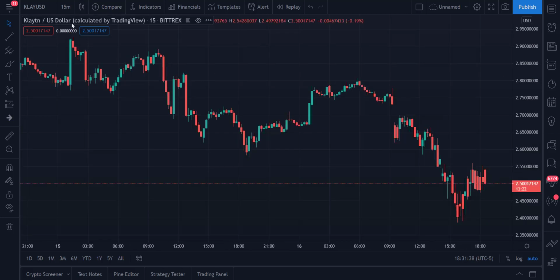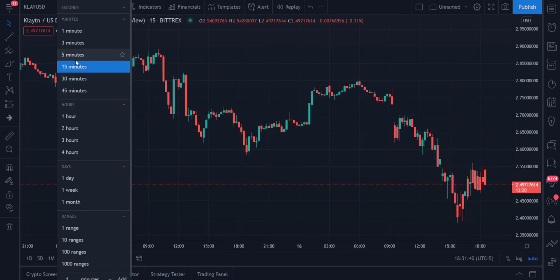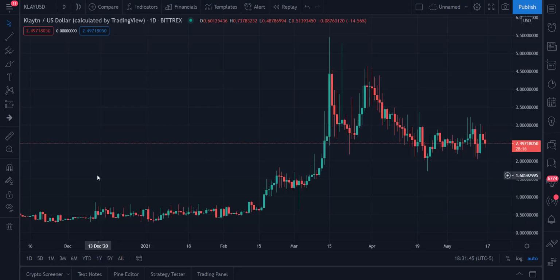Let's go ahead and take a bigger look at just the structure and how this is looking overall.